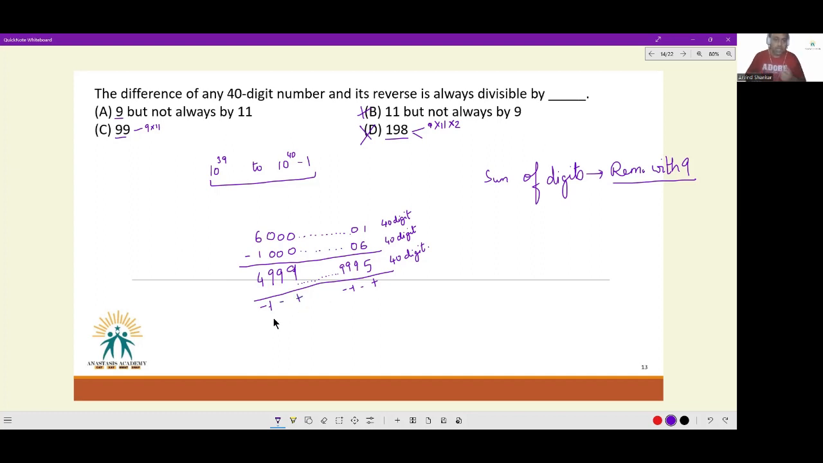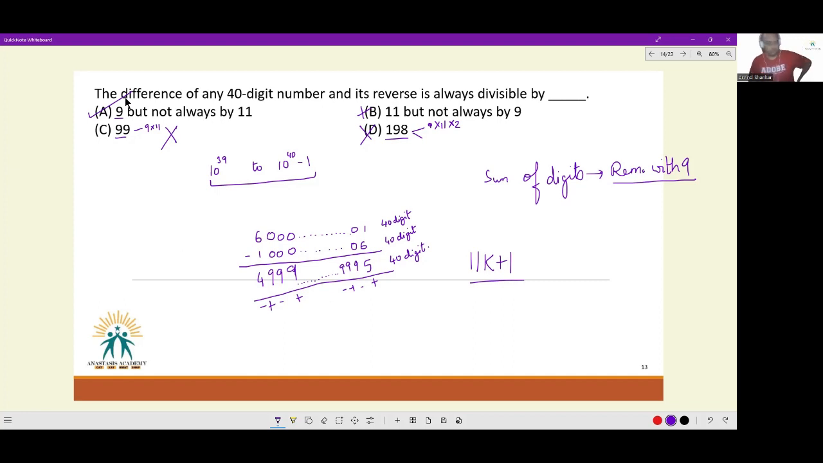Can you see the middle 38 nines? The middle 38 nines will cancel each other out. Finally, we are left with 5 minus 4, or the remainder with 11 is 1. So it is not necessarily divisible by 11. It is not necessarily divisible by 2. We can also rule out C here. We can reach answer as A.